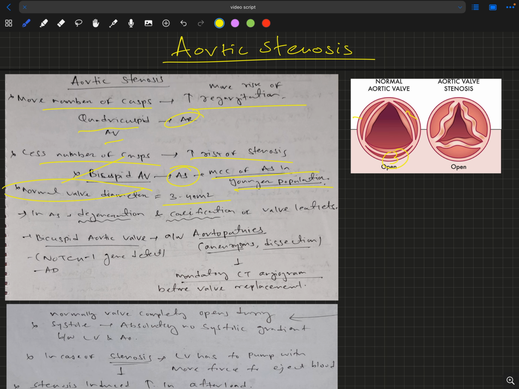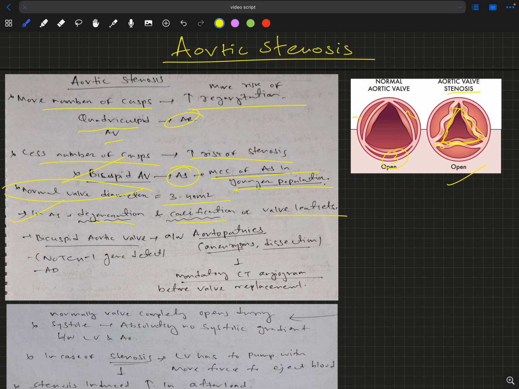In case of aortic stenosis, there is degeneration and calcification of the valve leaflet. Due to inflammation, the valve leaflet undergoes fibrosis, degeneration, and calcification, and that leads to incomplete opening of the valve. So here you can see, in case of aortic stenosis, the valve doesn't open properly. So there is a narrow passage, left ventricular outflow obstruction.